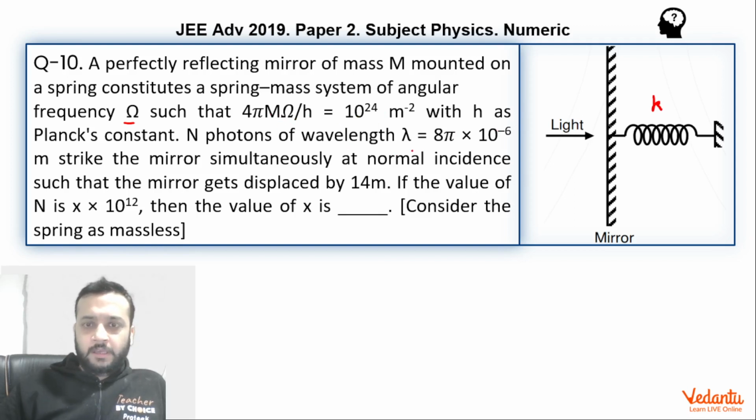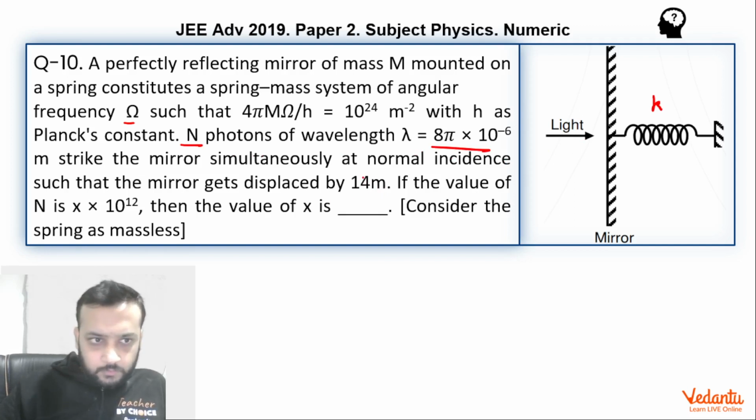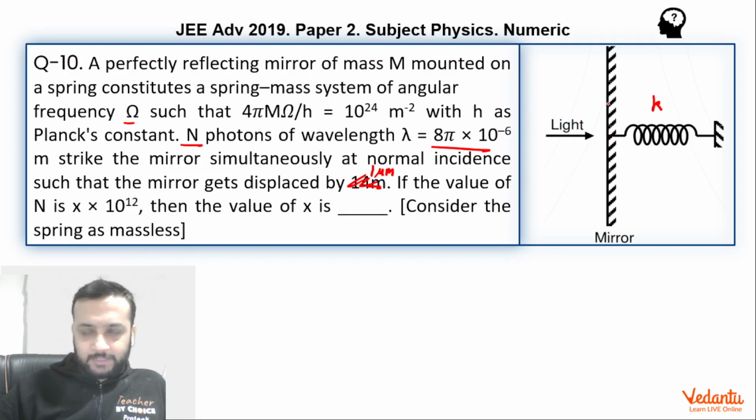This has been given. h is the Planck's constant, m is the mass of the mirror, and omega is the angular frequency. The number of photons is capital N, and the wavelength of each photon is 8 pi into 10 to the power minus 6. Okay, this was 1 micrometer, not 14 meter. So IIT had given 1 micrometer. That means the amplitude of the oscillation was 1 micrometer. So basically, when the photons strike this mirror, it will have a maximum compression of 1 micrometer. So we have to find the value of N. If N is represented as x into 10 to the power 12, we have to find this value x.